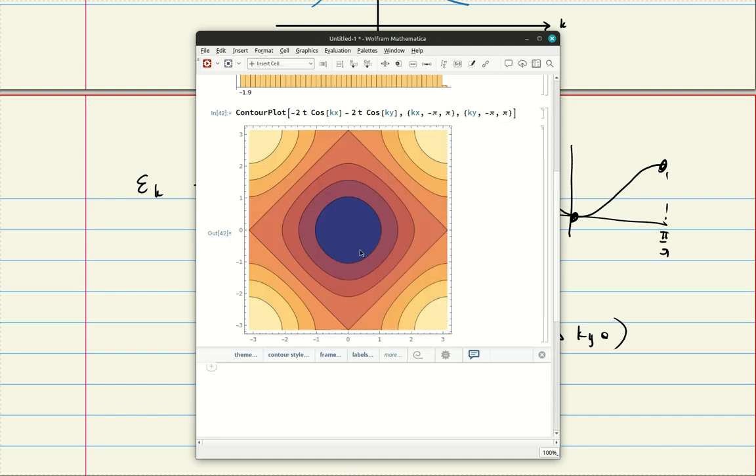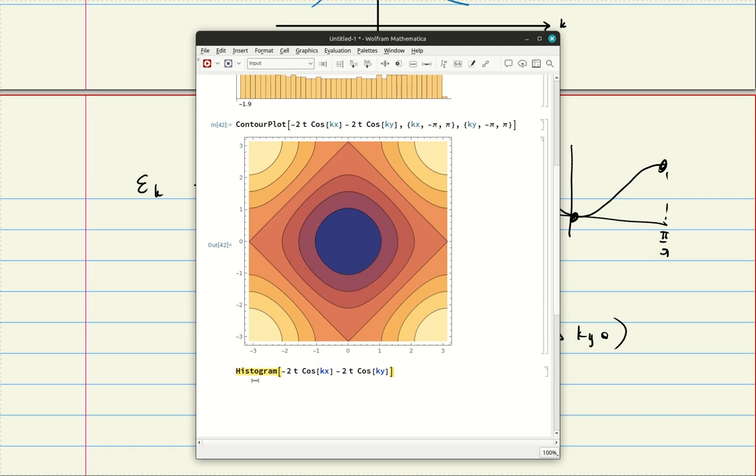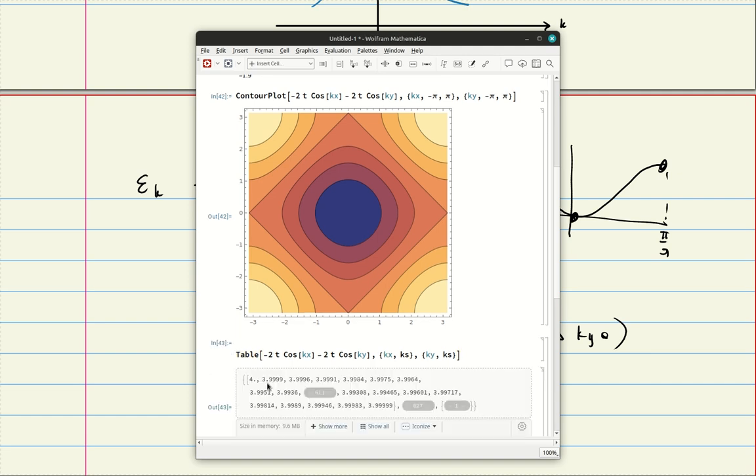Now I want to see the density of states for this thing. And how did I do this? Okay, I need to form a table. Actually, let me convert this to a table, with kx comma k's, and ky comma k's. And let's see if this works. Yes, it works. But I need to flatten this.